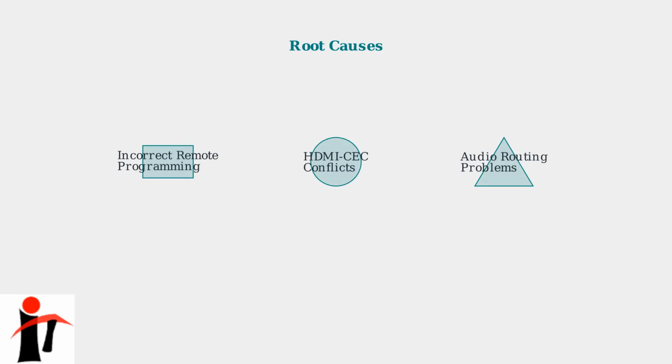Understanding the root causes is essential for effective troubleshooting. These problems typically stem from three main sources. The root causes include incorrect remote programming with wrong device codes, HDMI CEC conflicts between devices trying to control audio, and audio routing problems where signals get confused between the cable box, TV, and external audio devices.